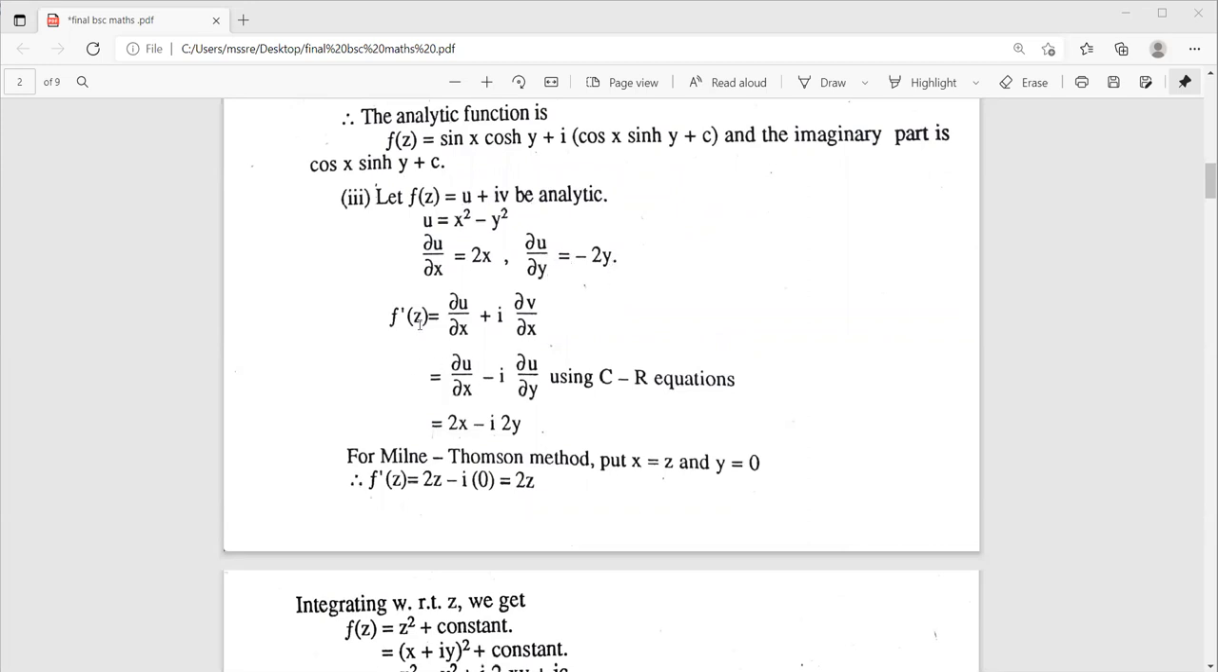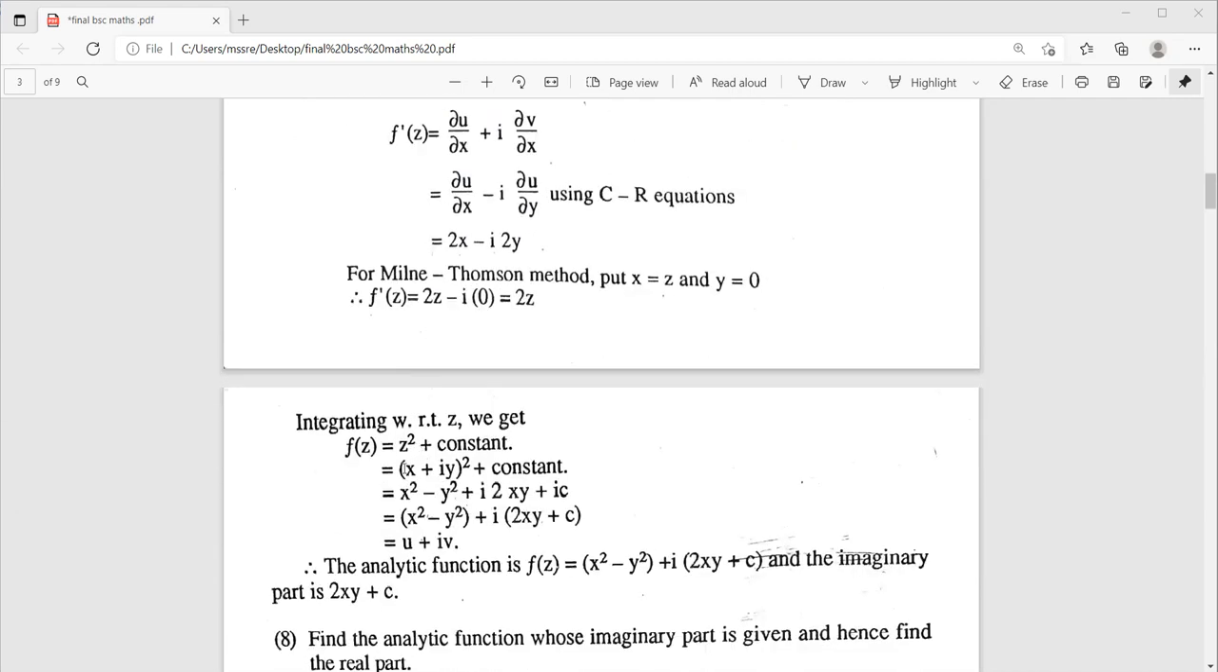Next, f dash of z is delta u by delta x plus i into delta v by delta x. But you can replace delta v by delta x by minus delta u by delta y using CR equations. So substitute for delta u by delta x and also delta u by delta y. This becomes 2x minus i into 2y. For Milne-Thomson method, put x equals z and y equals 0. So f dash of z is 2z.